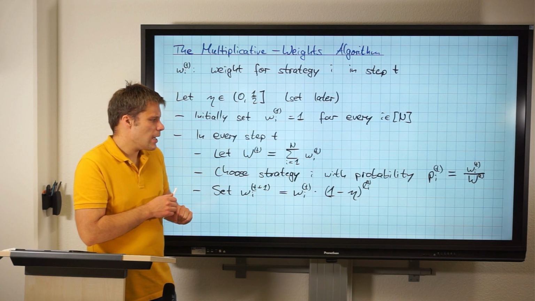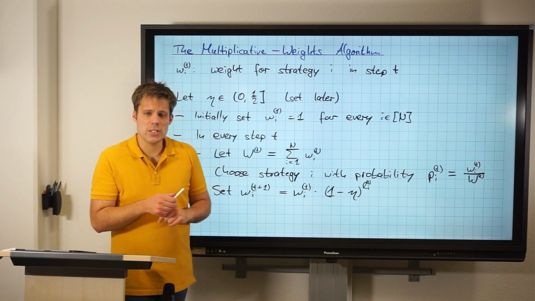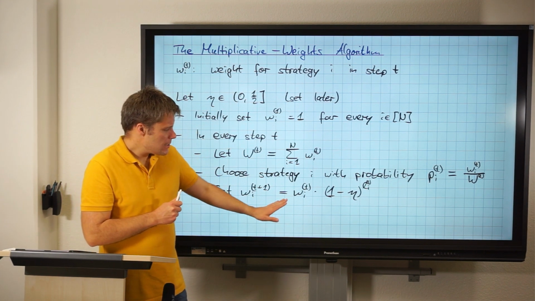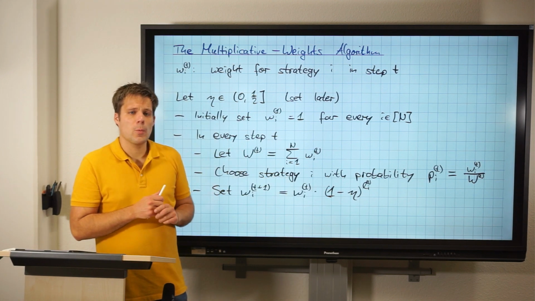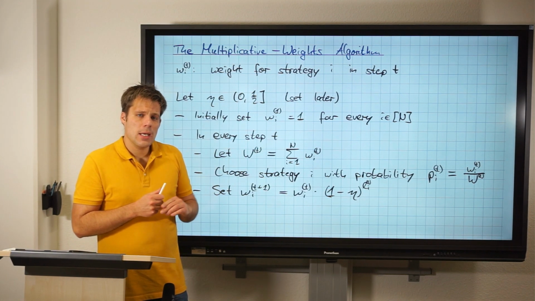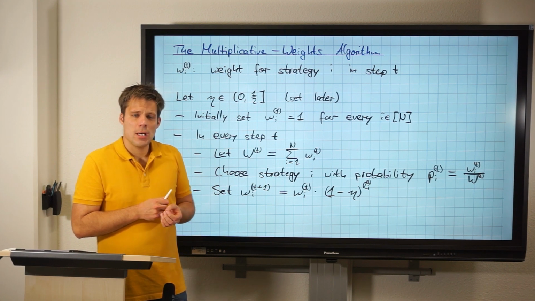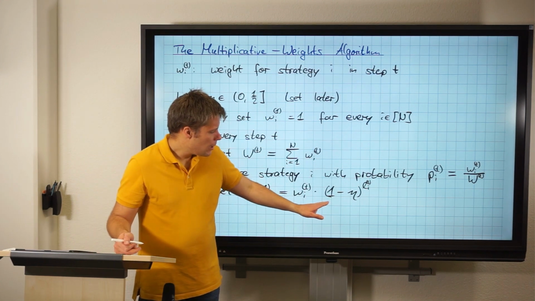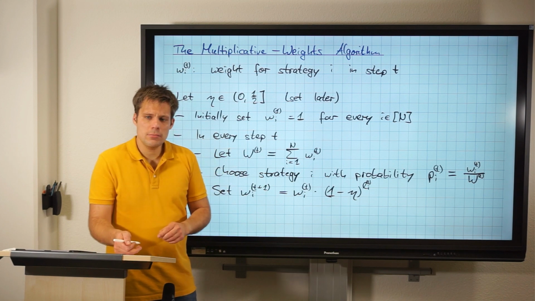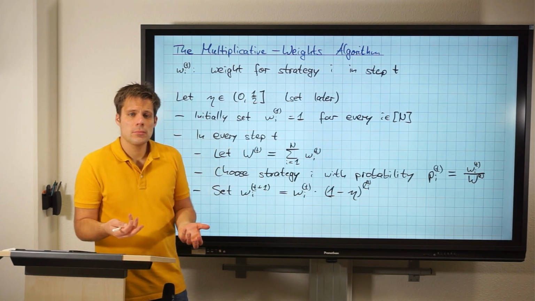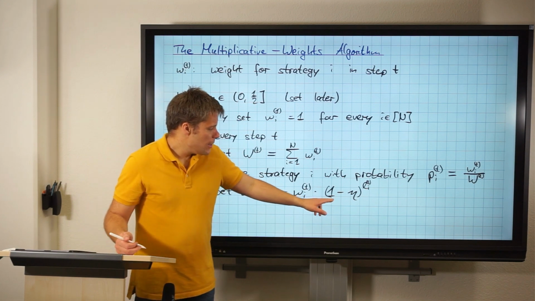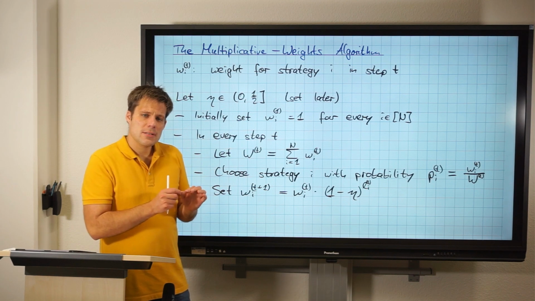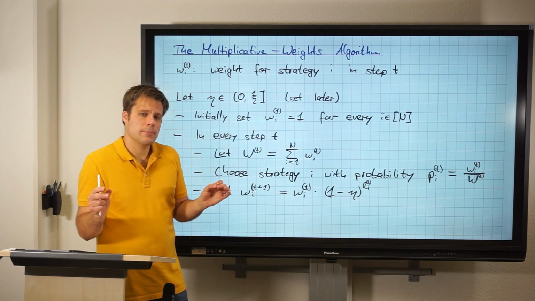Just suppose that l_i^t is equal to 1, which is the worst that can happen for a strategy, that it has cost 1. In this case, the weight is multiplied by 1 minus eta. If a strategy has cost 0, which is the best that can happen, then we'll multiply by 1 minus eta to the power of 0, so we'll multiply it by 1, which means we won't change it. And this 1 minus eta to the power of l_i^t just gives us something continuous in between.